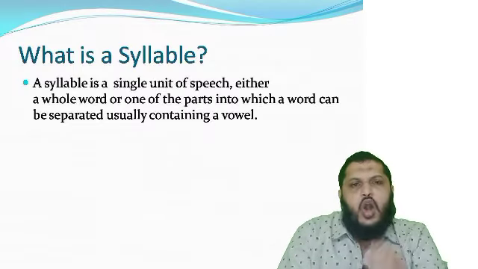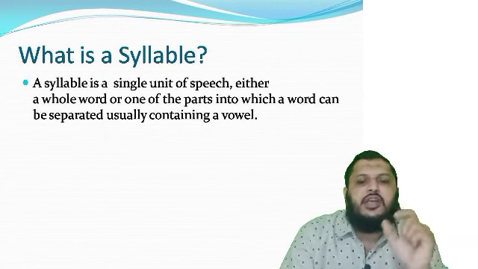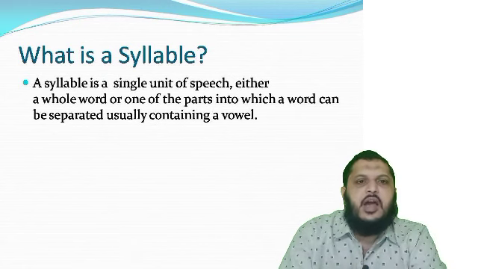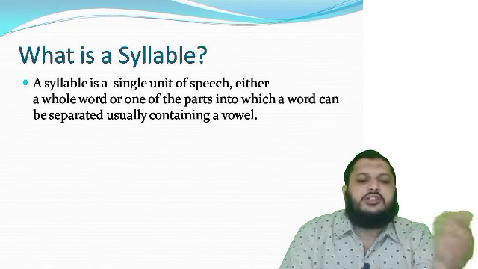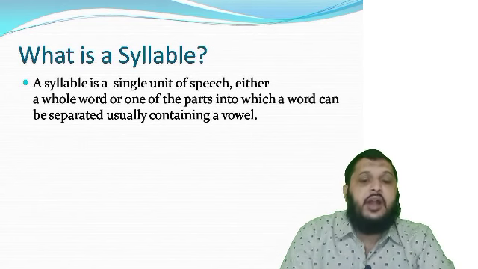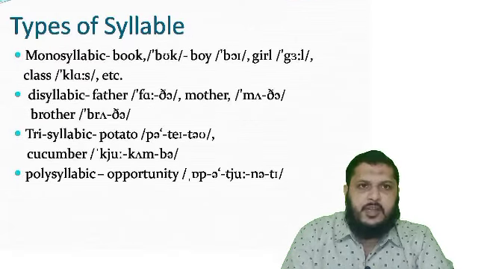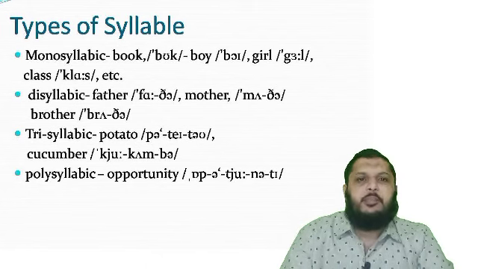So, my dear students, we have looked at what a syllable is. As I said, a syllable is a single unit of speech, either a whole word or one of the parts into which a word can be separated, usually containing a vowel. There are monosyllabic words, disyllabic words, trisyllabic words, and polysyllabic words.